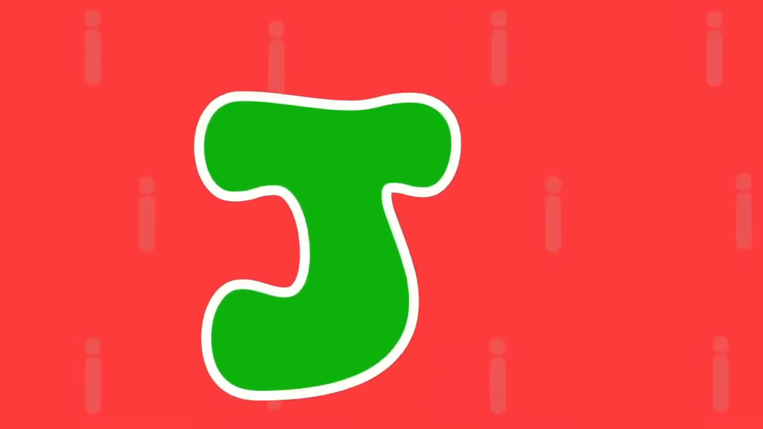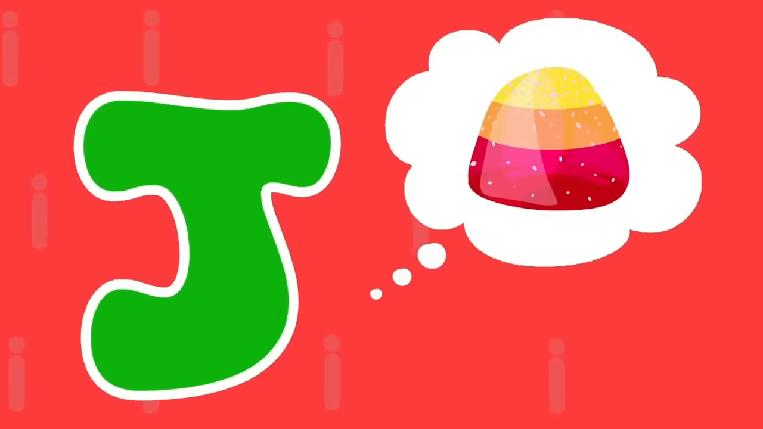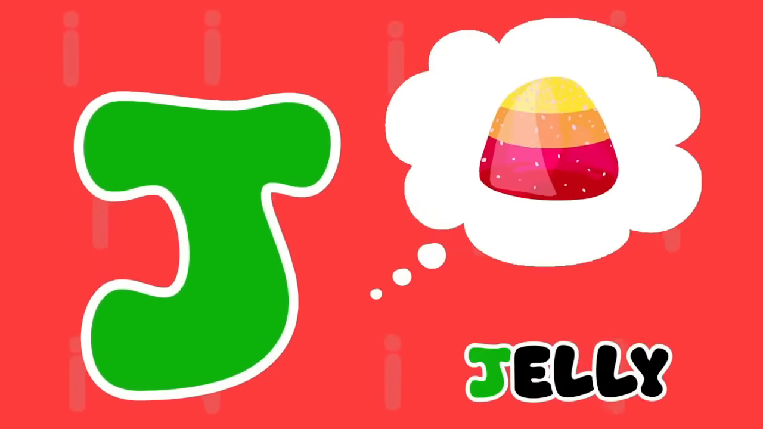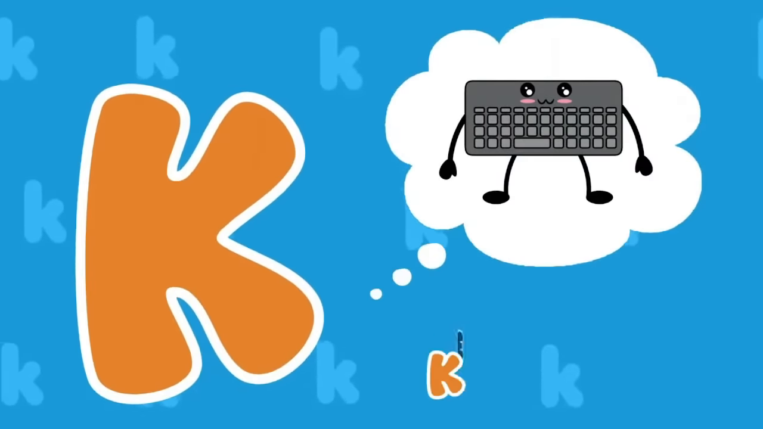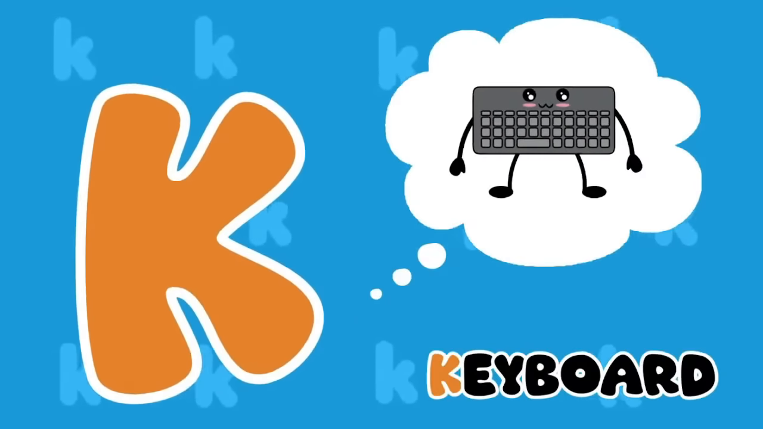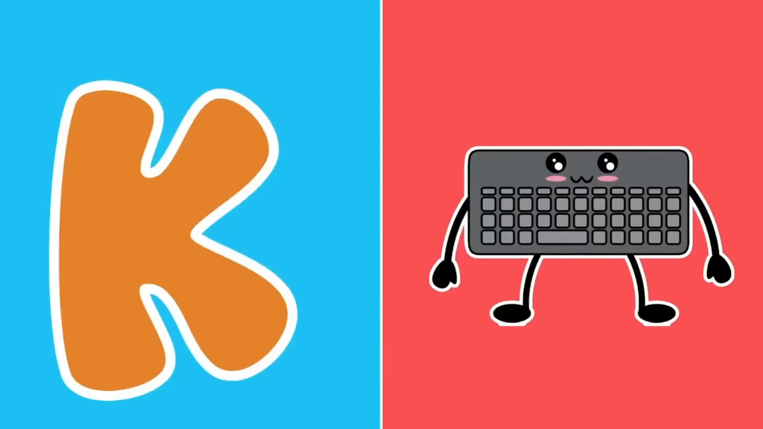J is for jelly. J, j, jelly. J, jelly. K is for keyboard. K, k, keyboard. K, keyboard.